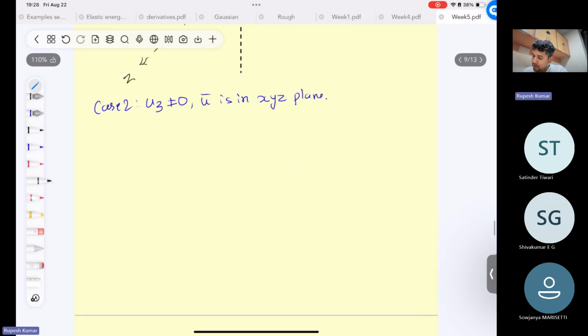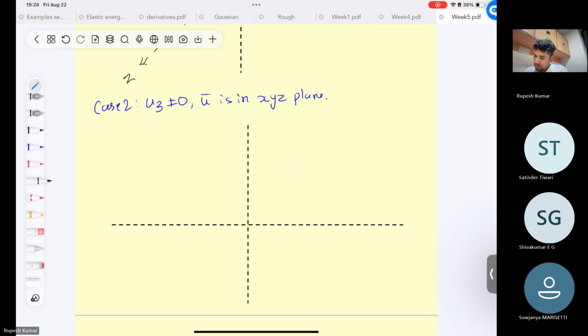So what happens in this case? You have some vector u like this, right? This is the z axis. You want to reflect about the xy plane. The angle it is making from the xy plane, it will make the same angle in the opposite direction about the xy plane, right?